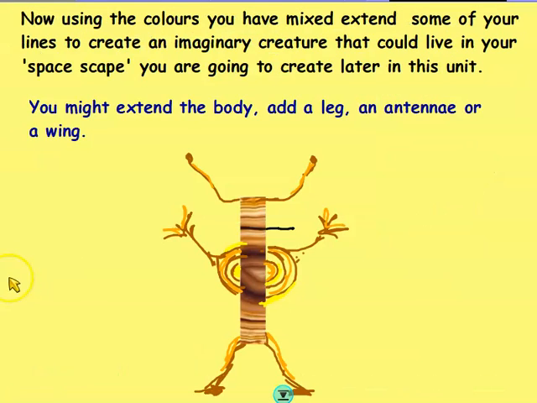Now, once you've done that and you've got your agate strips, you can see mine's here, I want you to extend some of your lines to create an imaginary creature that could live in the spacescape that we're going to be making later in this unit. You might want to extend the body like I have here. You might want to add a leg or an arm or an antennae, or you might want to give it wings. Okay, whatever it is, I want you to turn your agate strip that you've represented into a creature.